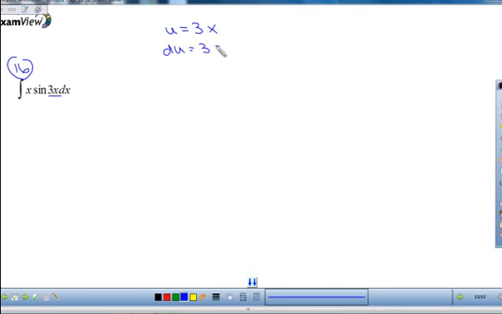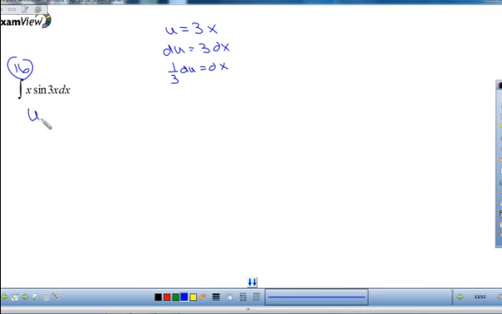du is 3 dx, and 1 over 3 du is equal to dx. So I'm not going to be able to cancel this x. So the other way would be integration by parts. I either can do the shortcut or the long way using the formula.